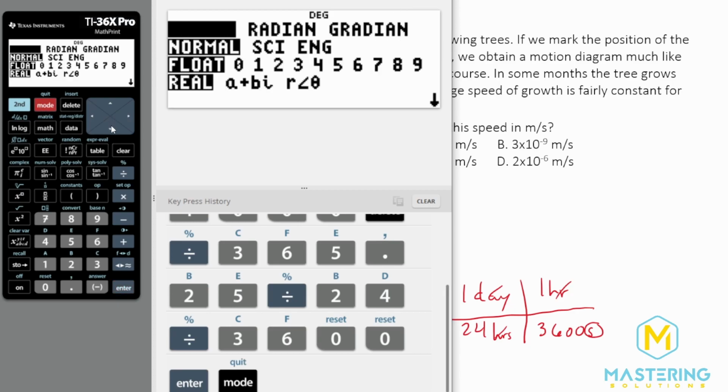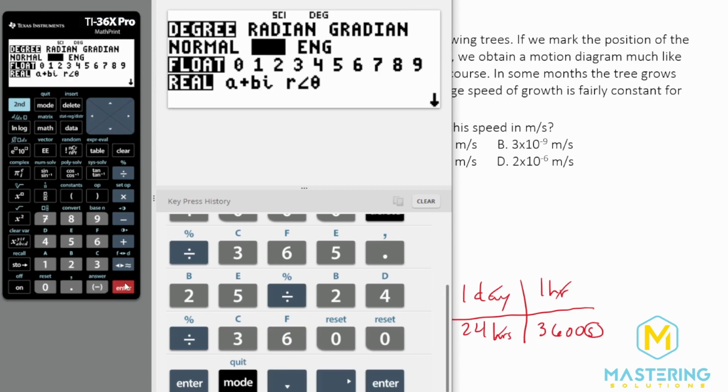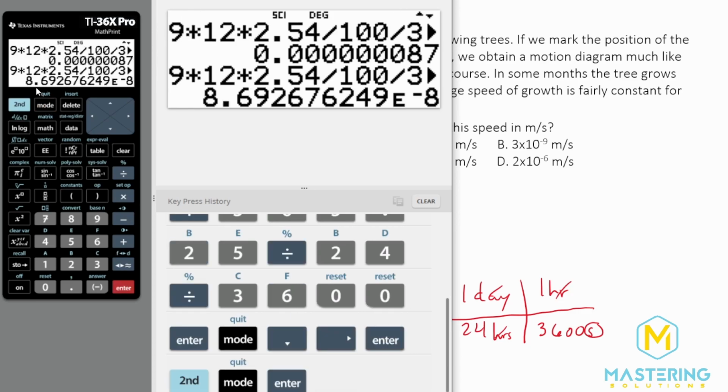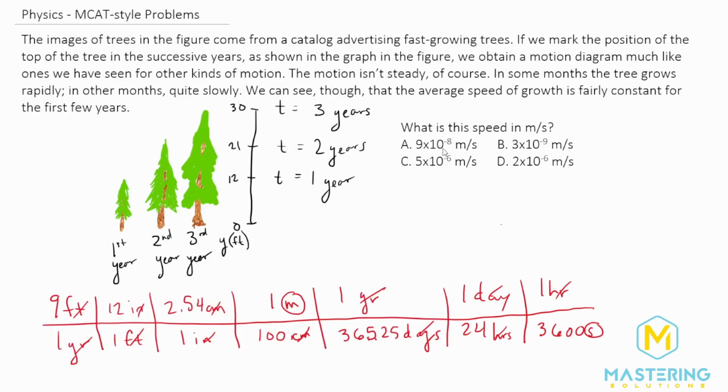Or we can go up here to mode and let the calculator do it for us. Let's get out of here and then press enter, and we have 8.7 times 10 to the negative 8, just like we said. So we can round that, and we'll round that to 9. So when we look at our answers, we have 9 times 10 to the negative 8 meters per second. Perfect. So the first one is the answer that we got, and that is the speed of the growth from 9 feet per year in meters per second. Now let's move on to the last one and get rid of this and pull up the last question.